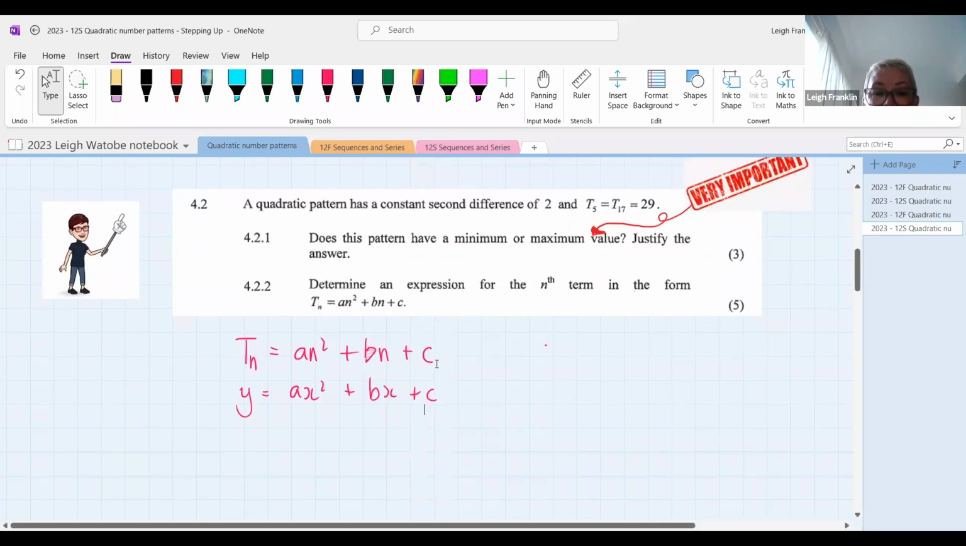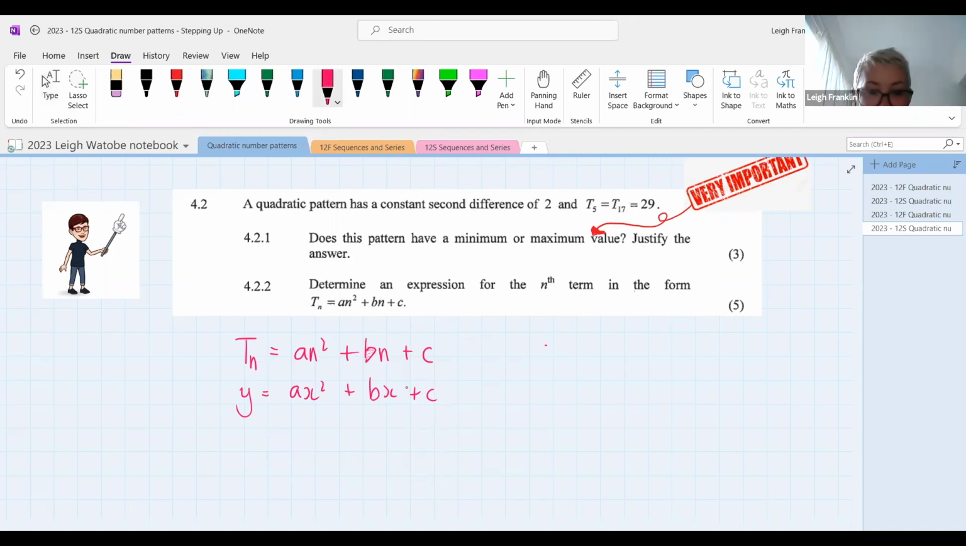So a quadratic number pattern and a parabola have the exact same formula. The difference is this: when we are talking about number patterns, there is a restriction on what n can be. We can only have the first term of the pattern, or the second term, or the third term. Whereas when we're talking about a parabola, there's no restriction on what x can be unless we set one. So x can be a negative number or a positive number.